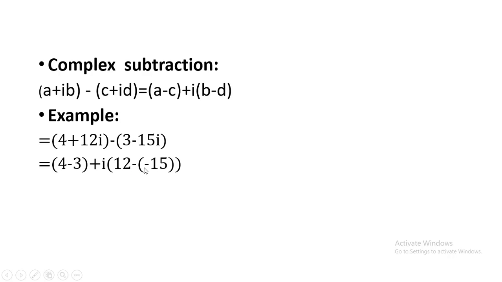So 12 minus into minus 15, which gives you 4 minus 3 is 1, plus iota as it is, 12 minus into minus gives you plus, 12 plus 15, right? So this is your final answer, that is 1 plus 27 iota.